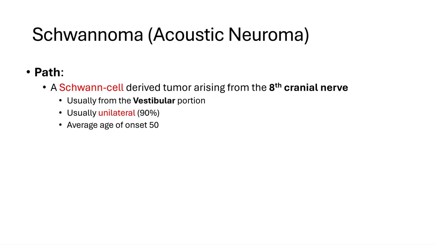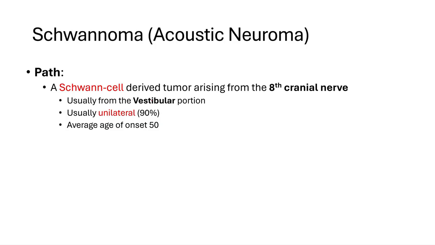The next one we'll talk about is a schwannoma. Schwannoma is a Schwann cell-derived tumor arising from the 8th cranial nerve. So Schwann cells are glial cells in the peripheral nervous system that produce myelin, which wraps around axons to help electrical signals travel quickly and efficiently. They also assist in nerve regeneration after injury.